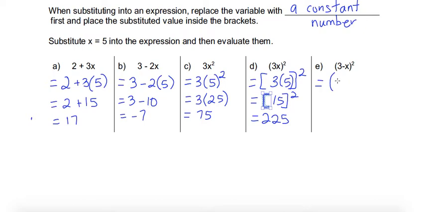And the last example is 3 minus x squared. So I'm going to do my 3, take away, and then instead of x, I'm entering in a 5 squared. So I have to do what's inside of my brackets first. 3 take away 5 is negative 2. And negative 2 squared is negative 2 times negative 2, which gives us positive 4, because 2 negative numbers multiplied by each other gives us a positive value as my final answer.